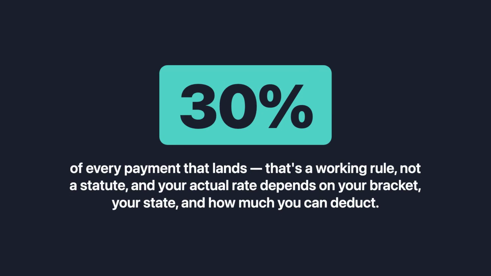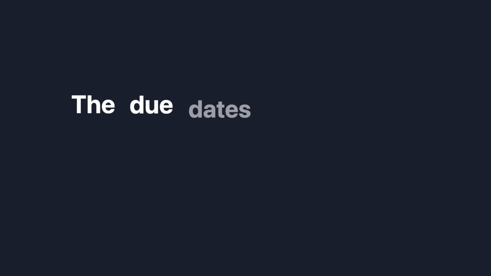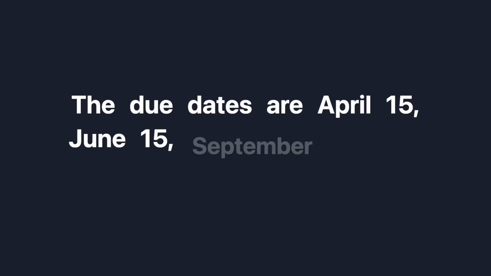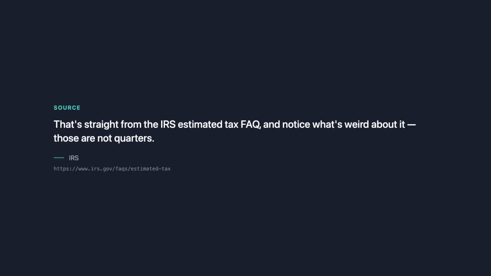That's a working rule, not a statute. And your actual rate depends on your bracket, your state, and how much you can deduct. Okay, so you've got your number. Now, when? The due dates are April 15th, June 15th, September 15th, and January 15th of the following year. That's straight from the IRS Estimated Tax FAQ, and notice what's weird about it.